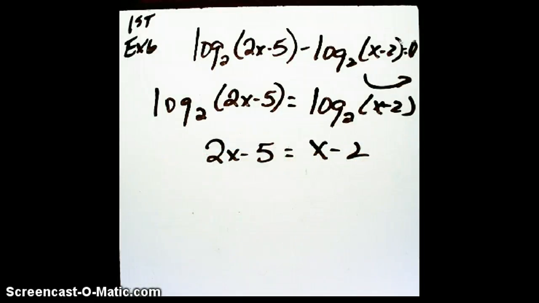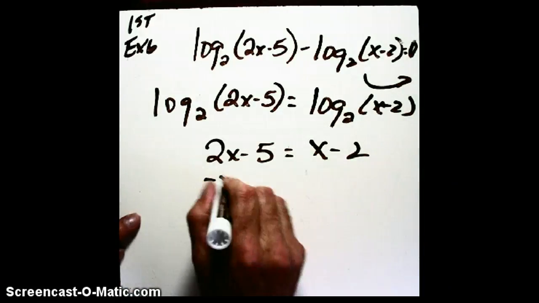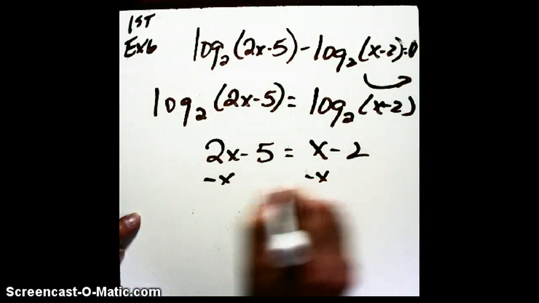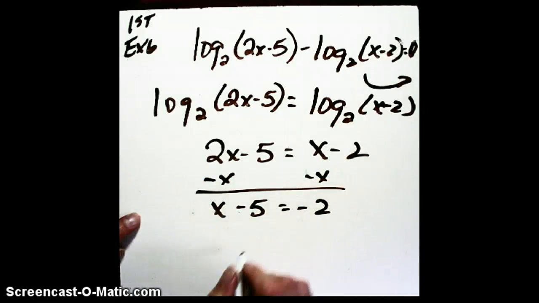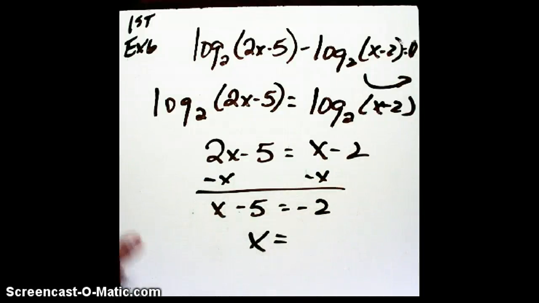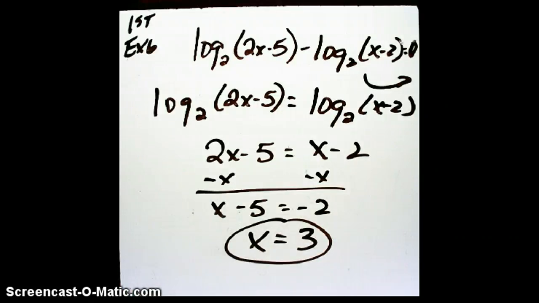This goes back to like the first week. Remember, move the 1x over here, so subtract 1x. Okay, so x minus 5 is equal to negative 2. Add the 5. All right, 5 and a negative 2 is a 3. How do you know that's right? Plug that back in and see if it works. You really do need to check your answers when you're working with logarithms.